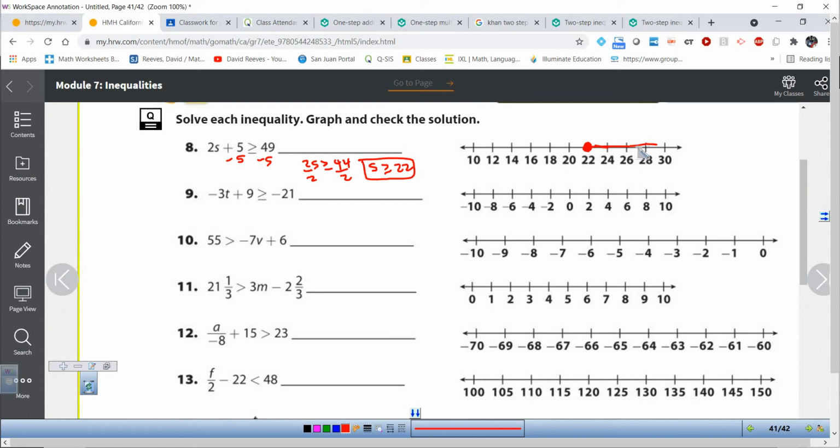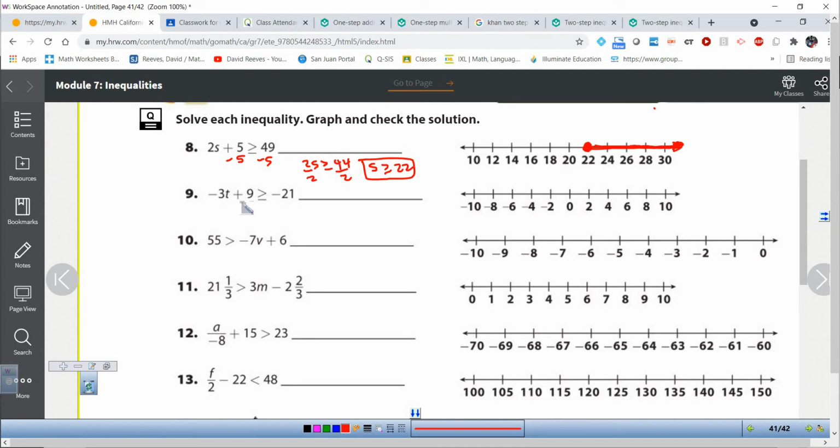So I'm going to go ahead and draw my line here. Try to actually stay on the line. All right, this is stupid, Mr. Reeves. Just draw your stinking little line there. It doesn't matter if it's perfect. There we go. All right, so there's my graph of s is greater than or equal to 22.